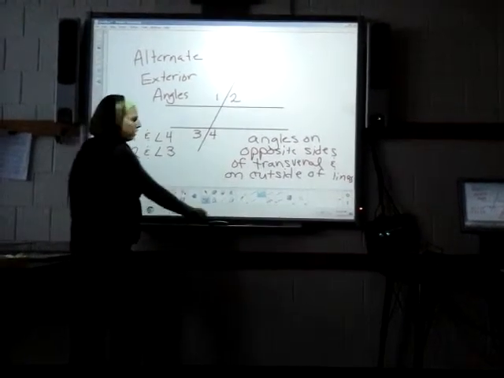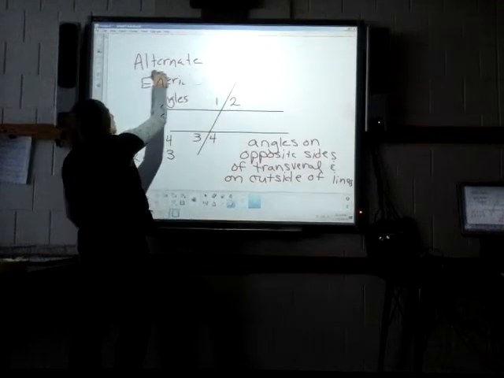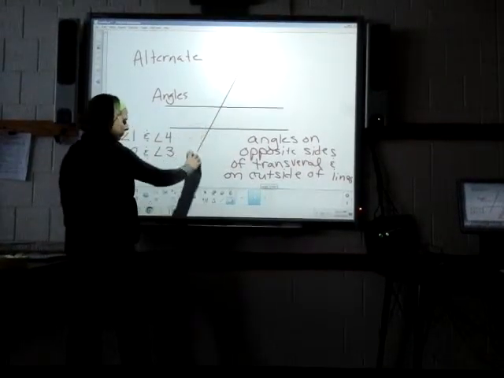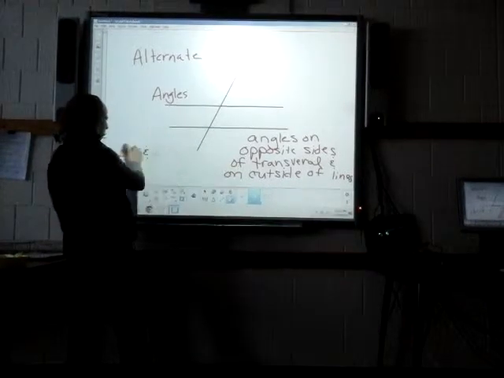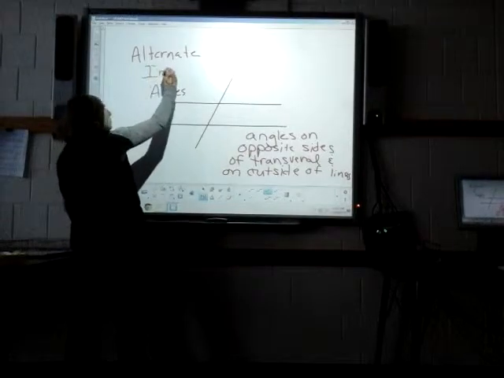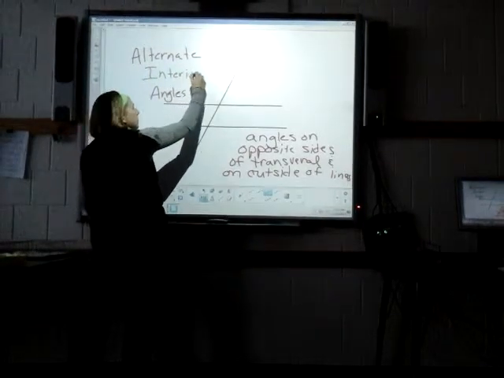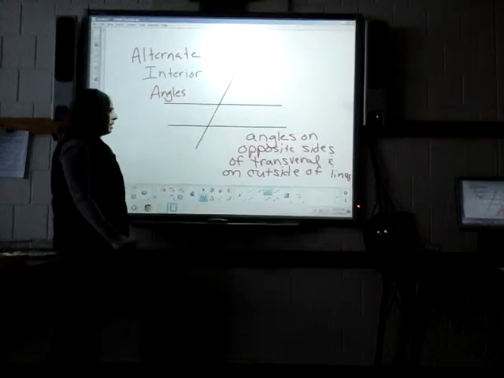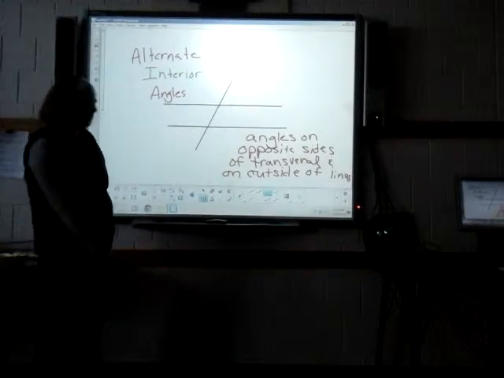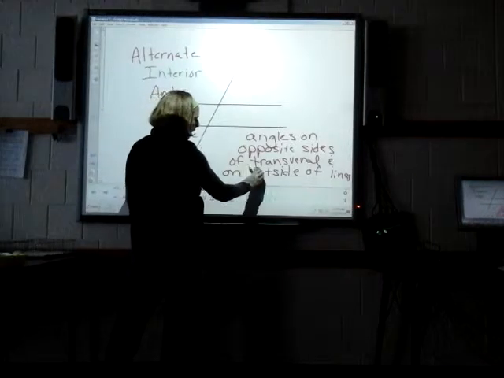Our next word, very similar, is going to be alternate interior angles. It has much of the same definition, only what is exterior is going to change. They will be inside the lines.